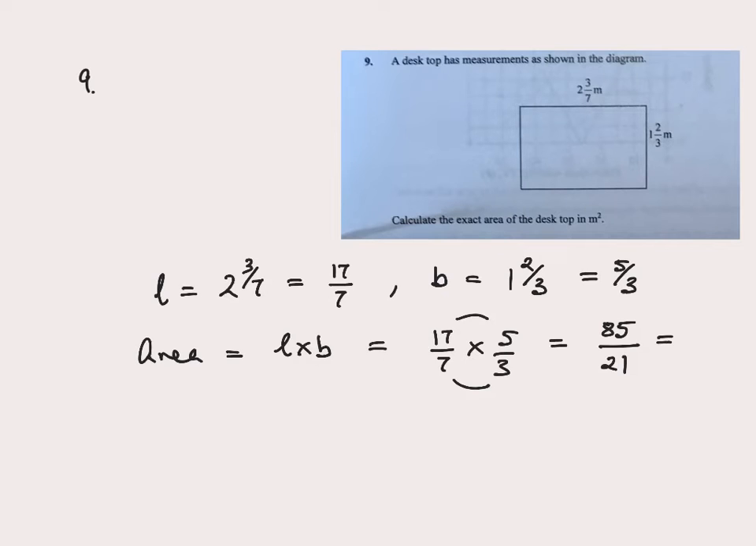Now, 21 divides into 85 3 times. No, it doesn't, it's 4 times, and just 1 left over. And we should, of course, put in the units.